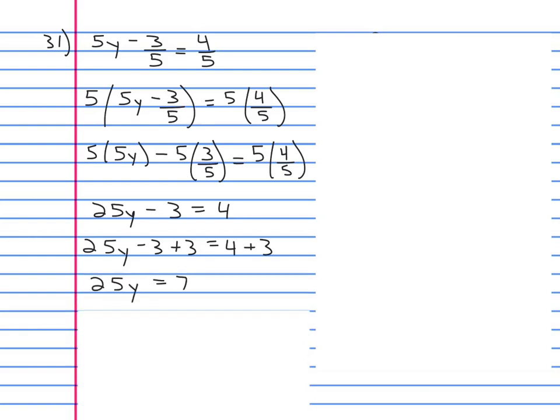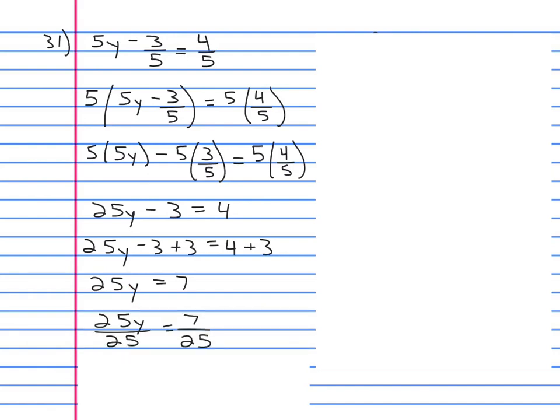So 25y equals 7. Now, what's happening to y? It's being multiplied by 25. The inverse operation for that is divide by 25. So we will divide both sides by 25. This will allow this part to turn into 1y or just y. And 7 over 25 can stay 7 over 25. Okay?